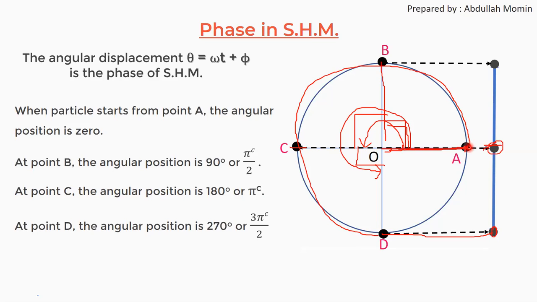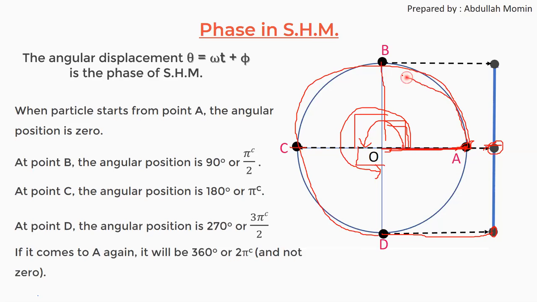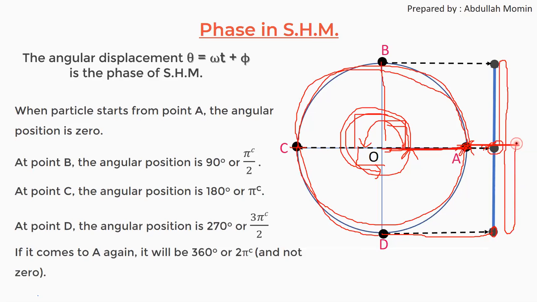When it completes one oscillation and comes to point A again, it will be 360 degrees or 2π, and not 0. The particle starts from A, completes one round and again comes back to point A. So the total angle covered during one revolution is 360 degrees or 2π radian. It means the particle starts from the mean position, goes in the upward direction, then comes back to the mean position, then continues its motion in the downward direction, and then returns to the mean position. So this is one oscillation. When the particle completes one revolution on the circumference of the circle, it completes one oscillation on this line.